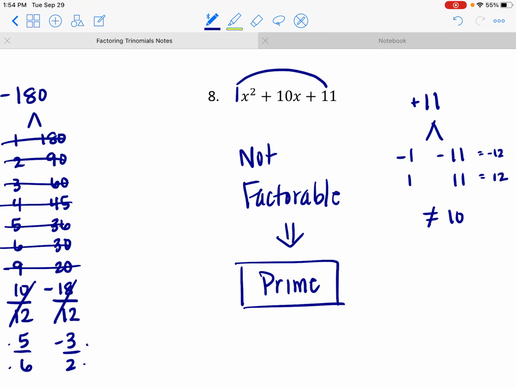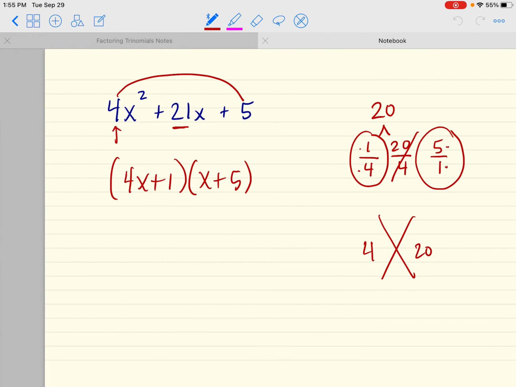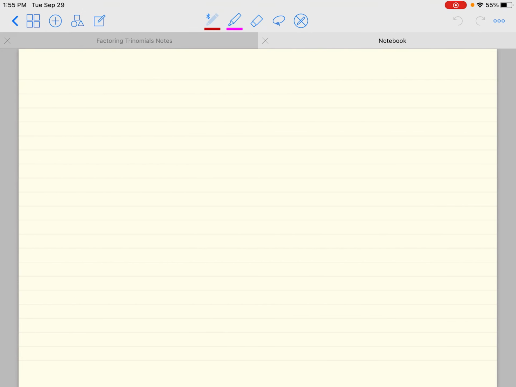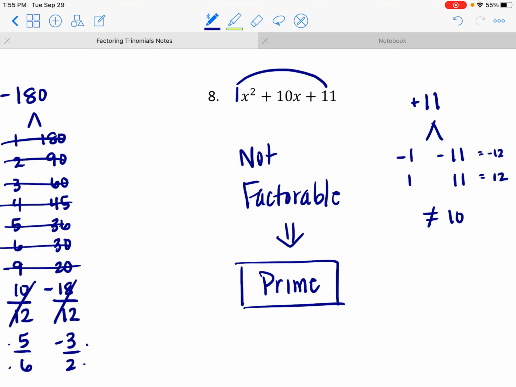Now, sometimes it's obvious. Let me just show you another one. Sometimes it's obvious, like, let's say we had an x squared plus 10x plus 3 instead of 11. Right, the only factors of 3 are 3 and 1, or 1 and 3, or negative. It doesn't matter. There's no way we can get a 10 that's in the middle. So that one is very clearly prime. But you have to be a little more careful here because it looks like we can get a 10 out of the 11. Just be really careful with your signs.